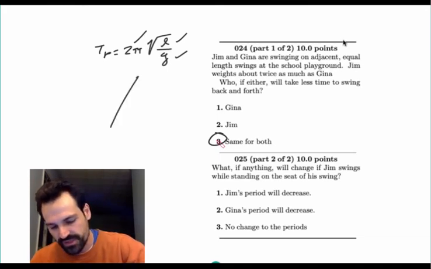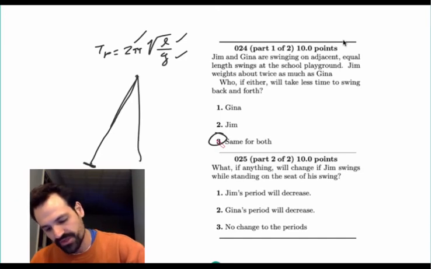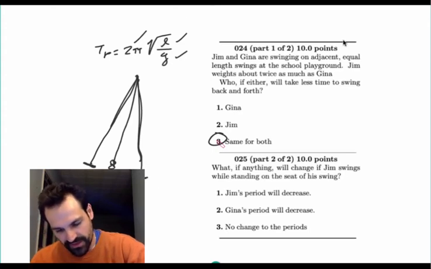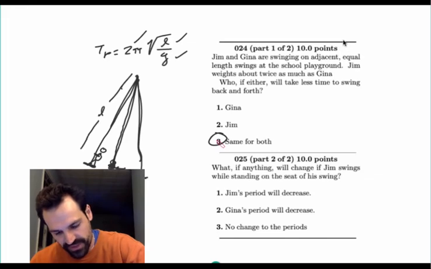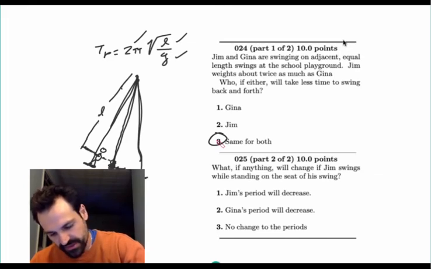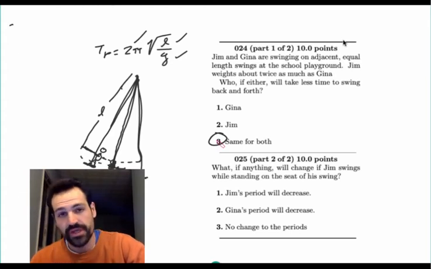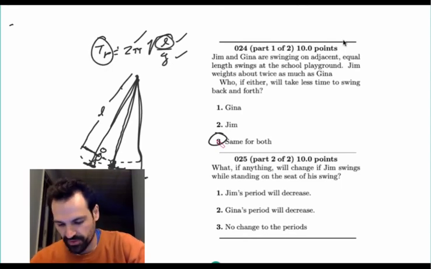Now here is a really tricky question, or at least one that needs to be approached at least once. If Gina is sitting, then the length of the pendulum is the length to her center of mass, which is right around there. However, if Jim is standing on the swing, now his center of mass, or the length to his center of mass, is ever so slightly higher than Gina's. So her length is longer. And if you have a bigger length, you're going to have a bigger period.